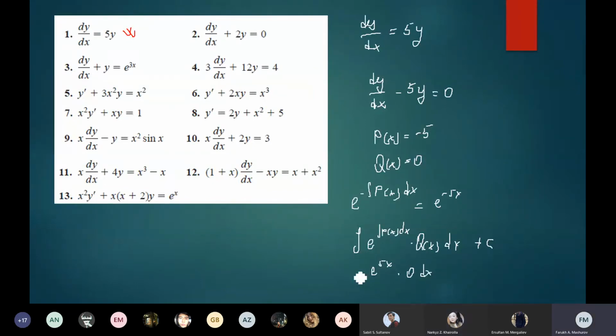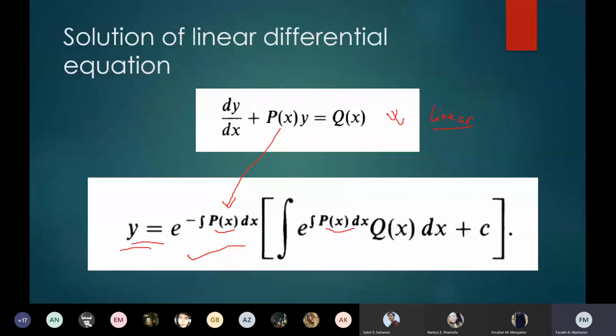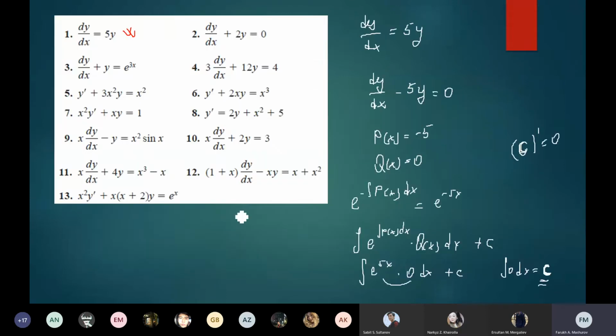Now the integral of this function. Since we have 0 here, the integral of 0 dx is equal to what? A constant number, guys. Do you know? If you find the derivative of a constant number by x, it is equal to 0. So the integral of 0 will be a constant number, but we don't know which constant number. We just write it as c. Okay, so this one will be c.